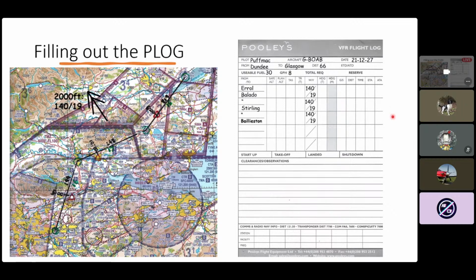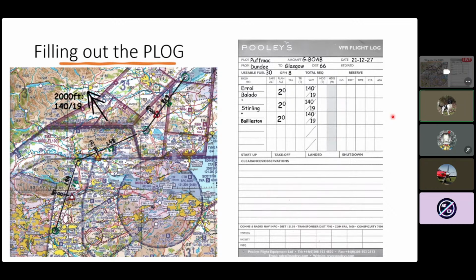So let's stick the wind in there. The wind's 140 at 19. Okay, so that's the same. We're going to fly at 2,000 feet. That'll be our cruising altitude. So we put 20 in there. Big 2, small 0. Just shorthand for 2,000.